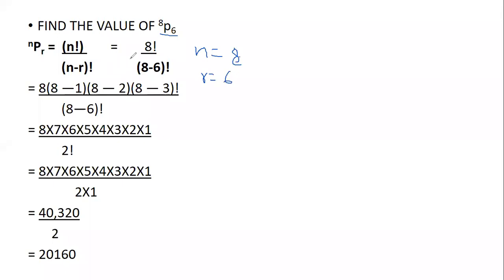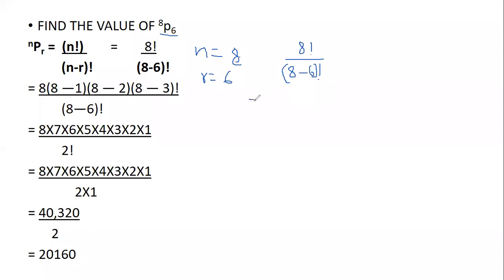So what do we do? Let's just blindly put that into the formula. So 8 factorial divided by (8 minus 6) factorial. Do not forget the bracket, because if you write it as 8 minus 6 factorial, the factorial will be only for 6 and not for 8. So please put the brackets, which means that the factorial is for both 8 as well as 6. Okay, now what will be our next step?